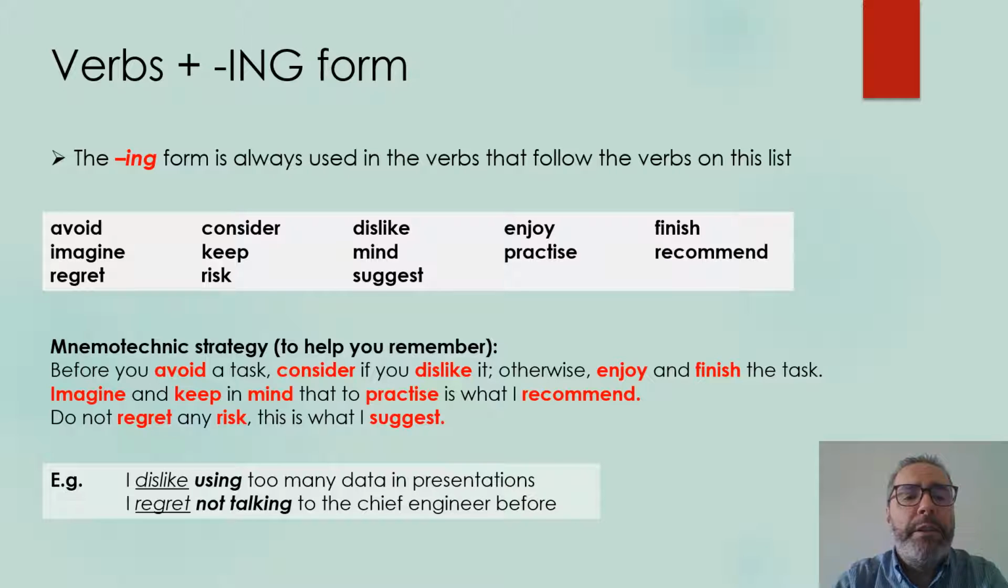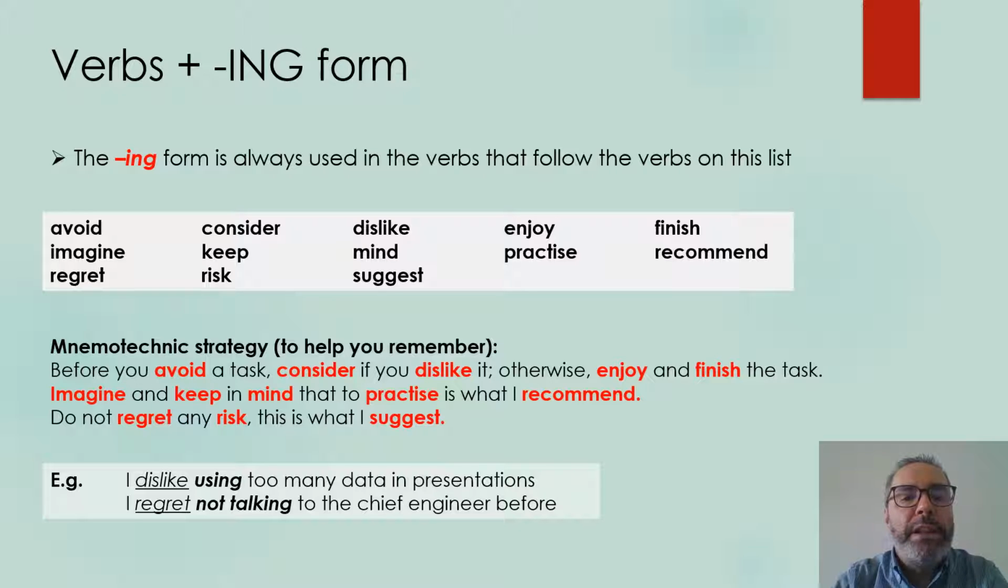This is a very personal mnemonic strategy that consists of writing like a kind of short story or sentence to remember the verbs of a list. Here you have just one example. We have the verbs in the list in red.